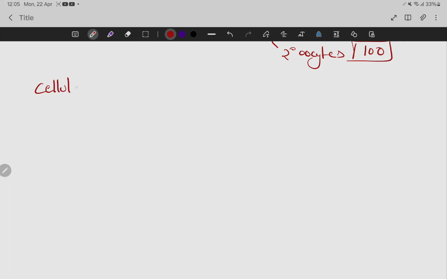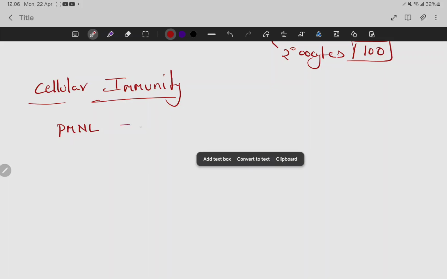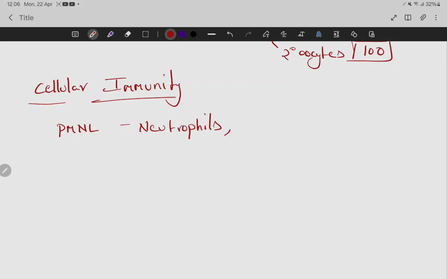Cellular immunity. For the cellular immunity, what is mainly responsible is PMNL, polymorphonuclear leukocytes. So these are neutrophils, monocytes, and lymphocytes.